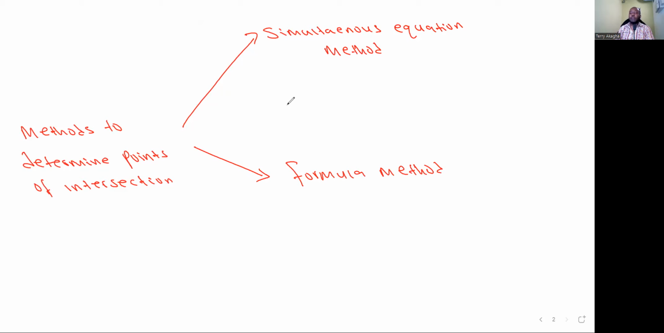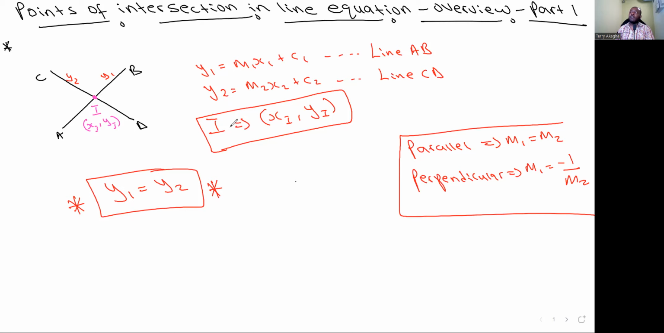So there are two methods to use to solve this. We have the simultaneous equation method and the formula method, and at point of intersection, y1 is equal to y2. So the point they intersect is called I. So what we are trying to look out for now or find is for what? The xi and the yi. And this is different for the line that is parallel. For parallel, m1 is equal to m2. Perpendicular, m1 is equal to minus 1 over m2. So there are two different things.